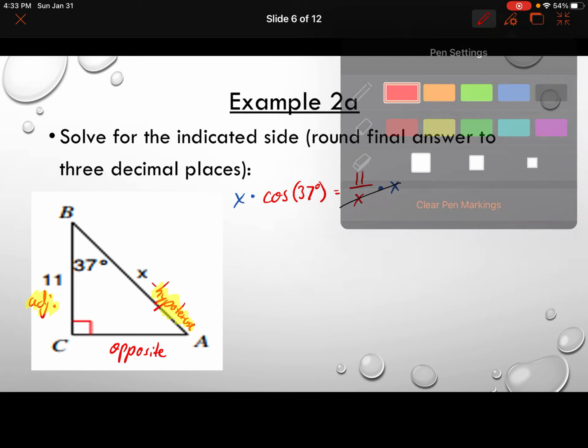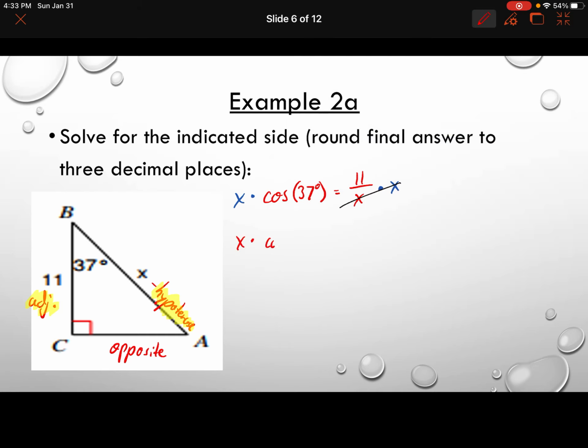So that means we are left with x times cosine of 37 degrees is equal to 11, because that denominator canceled out on the right side. Remember, we're trying to get x by itself. The only thing next to the x is this cosine of 37 degrees. So if we want to get x by itself, let's divide both sides by cosine of 37 degrees. You can do that. You can divide both sides by the respective trig function to get rid of it.